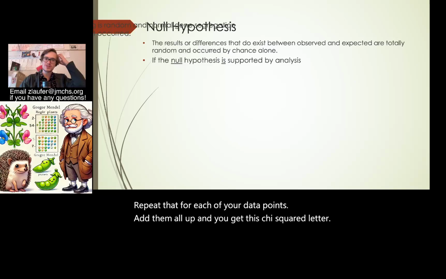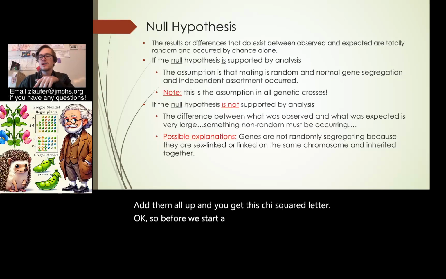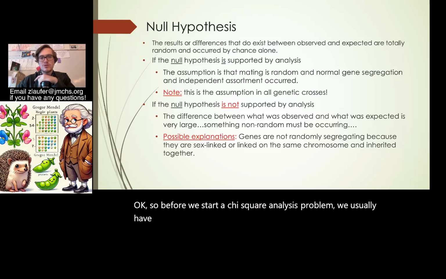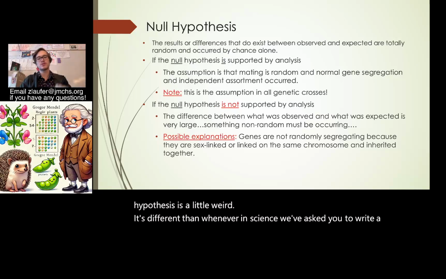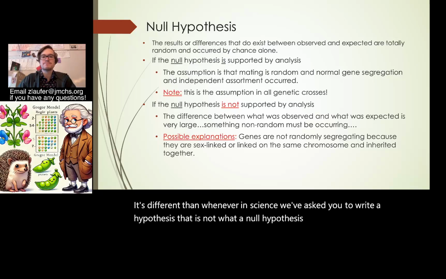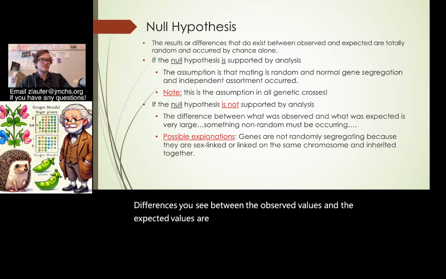Okay, so before we start a chi-square analysis problem, we usually have to write down what is called a null hypothesis. So a null hypothesis is a little weird. It's different than whenever in science we've asked you to write a hypothesis. That is not what a null hypothesis is. A null hypothesis is basically just a statement that any differences you see between the observed values and the expected values are completely due to random chance, occurred by chance. There's nothing else going on.